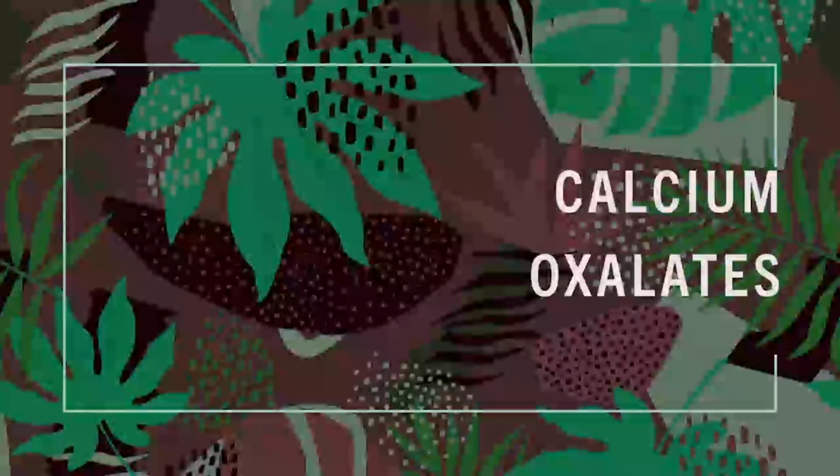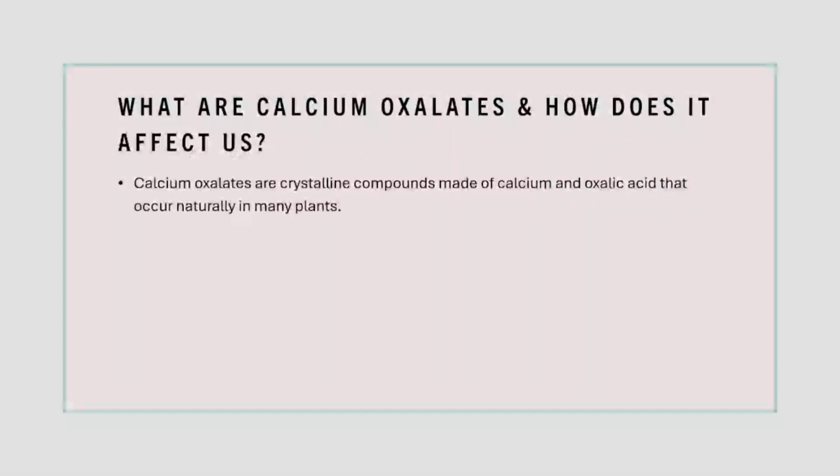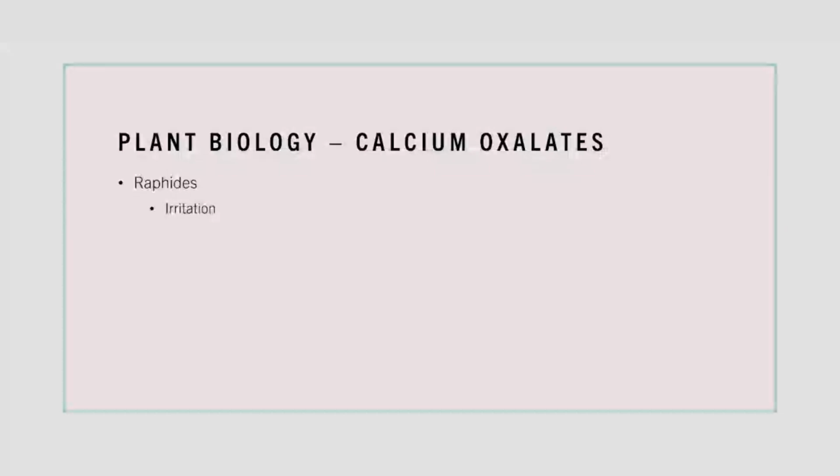Calcium oxalates. So, what are calcium oxalates and how do they affect us? Calcium oxalates are crystalline compounds made of calcium and oxalic acid that occur naturally in many plants. These crystals serve several roles in plant biology. The most common form is needle-like raphides, which are very effective in causing irritation.